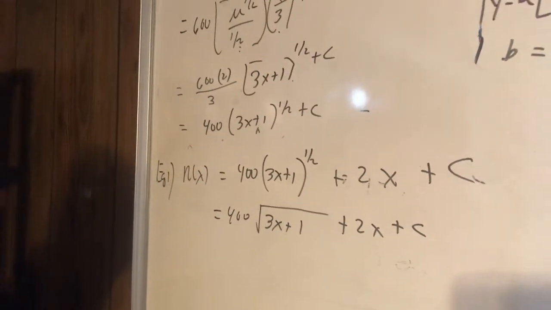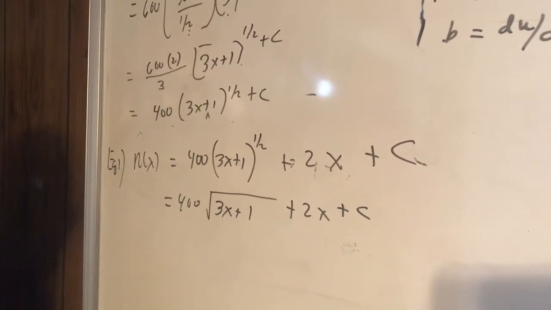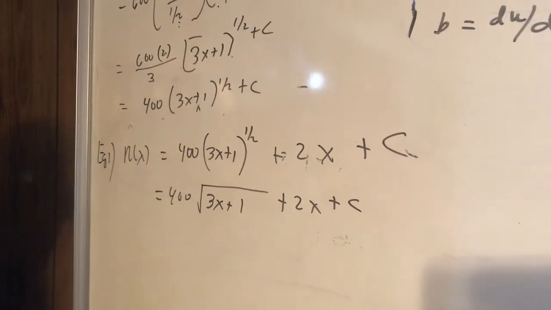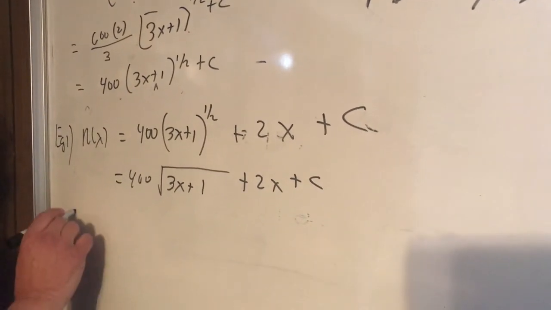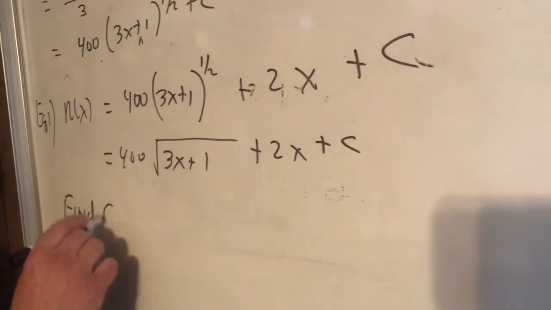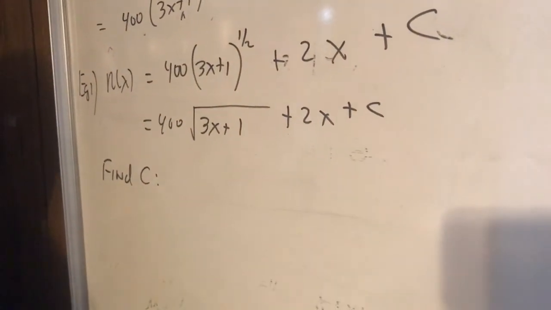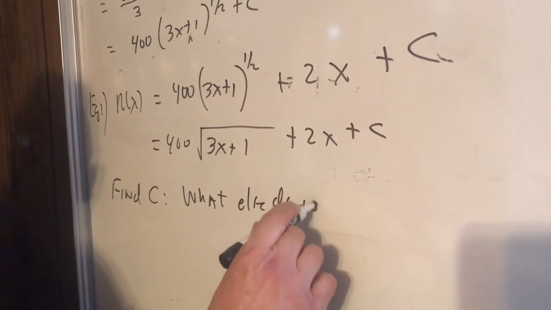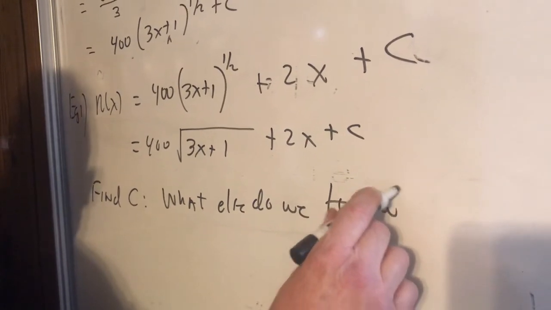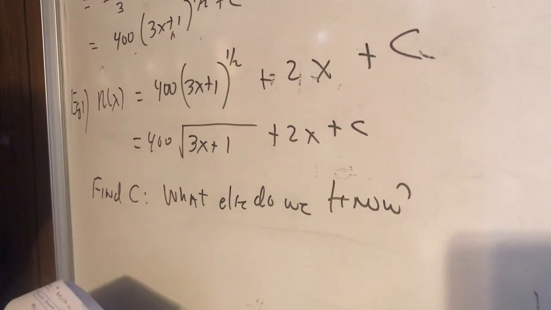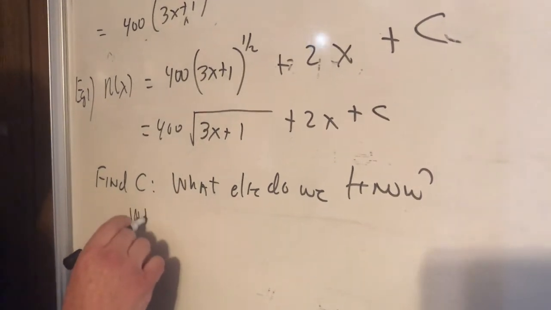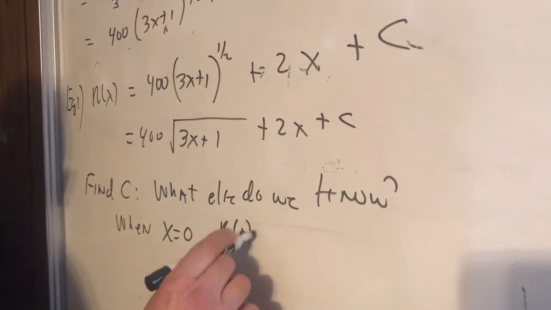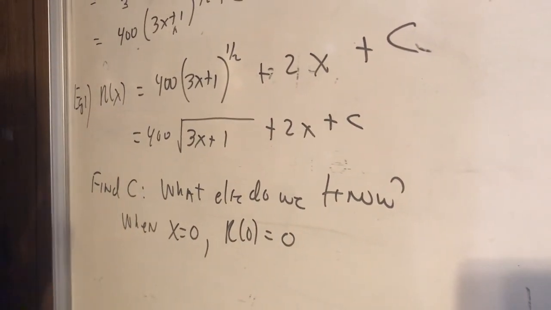Now we want to find the constant. Now, when we have a practical problem, we just can't leave it this way because we might want to solve for some values of x. So, find C. Well, we have to know something else. So I'm going to ask, what else do we know? It's got to be given in the problem. It says when x equals 0, R of 0 equals 0. That's what they say.